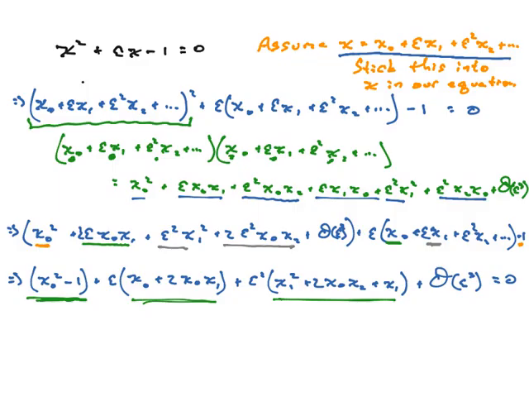And so once I've made this assumption, I then stick that version of x, this power series, into my equation. And then I collect terms. I collect all the terms with no epsilon. I collect all the terms of epsilon to the first power, to the second power, to the third power, and so forth, grouping them together. I keep as many powers of epsilon as I think is necessary to get the accuracy I want.